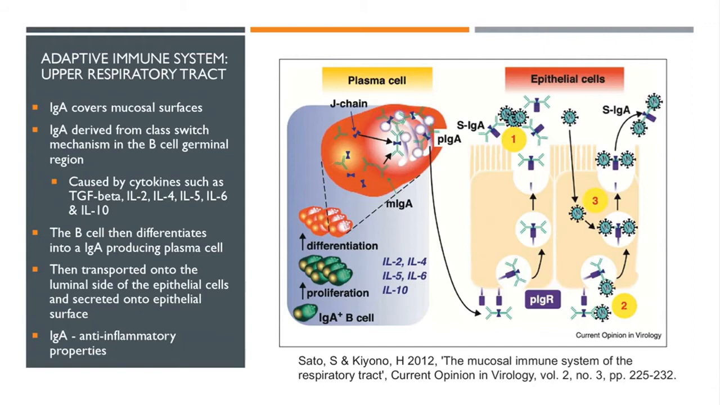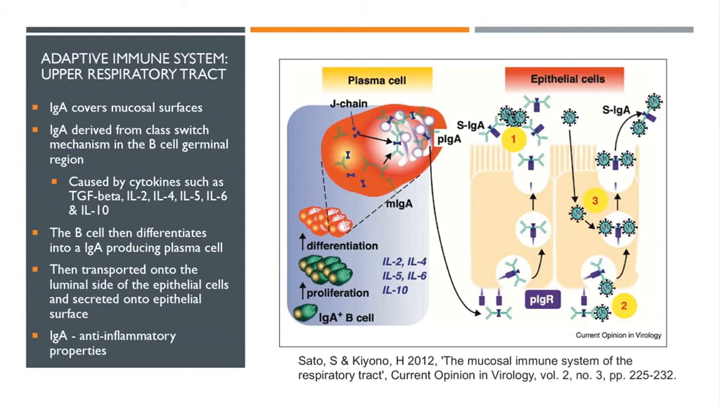Once class-switched, the IgA B cell can be transported through efferent lymph vessels by lipid mediation to the effector tissue, there differentiating into IgA-producing plasma cells. The IgA can then be transported into the lumen and coat epithelial cells as surface IgA.